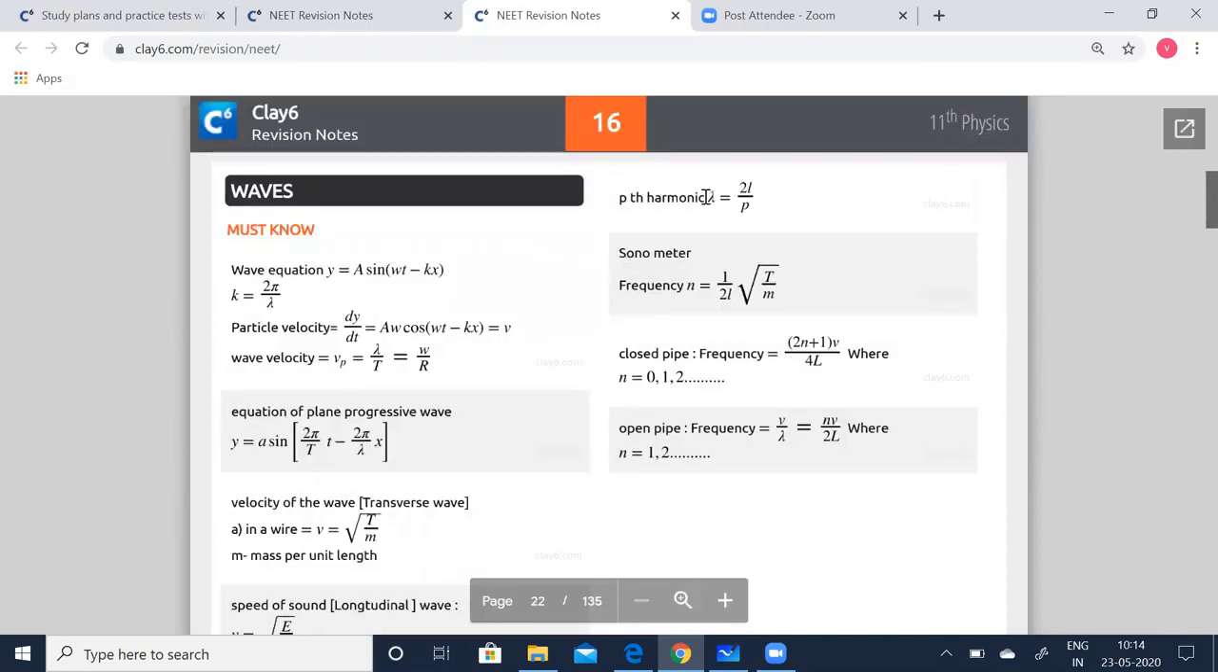And for the pth harmonic wave, lambda is equal to 2L by p. For a sonometer, frequency is equal to 1 by 2L root of T by M, where T stands for tension, M mass, and L the length.